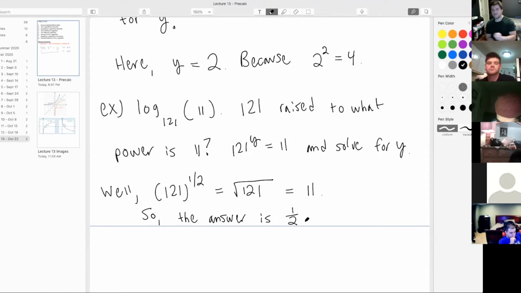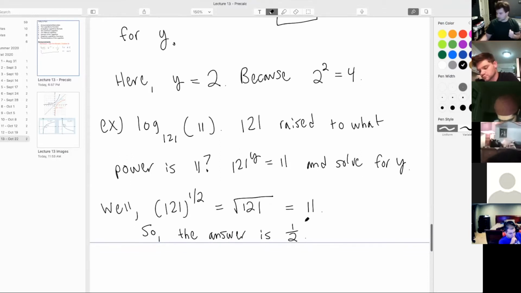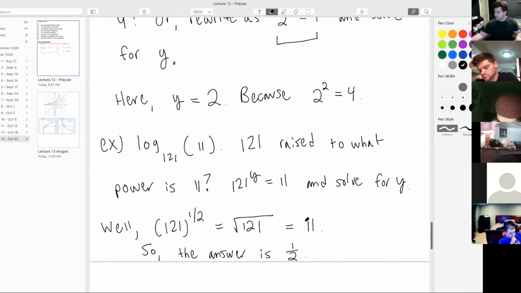This highlights the fact that a logarithm can evaluate to not just whole numbers, but fractions and so on. Very good. All right, let's keep going. I have one more of these.